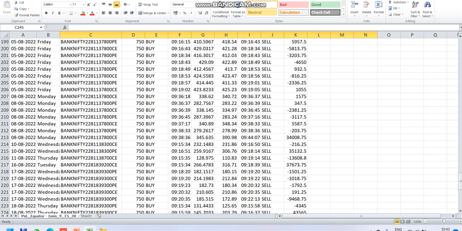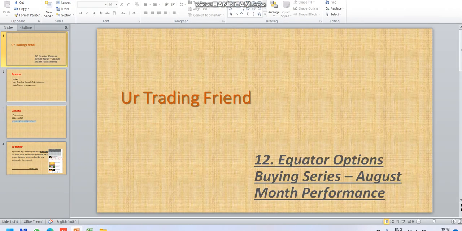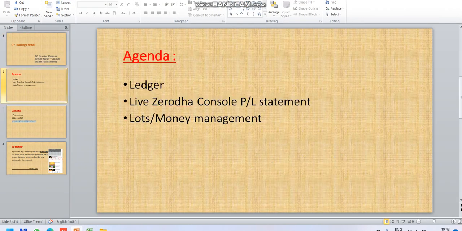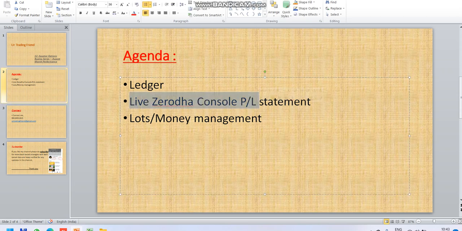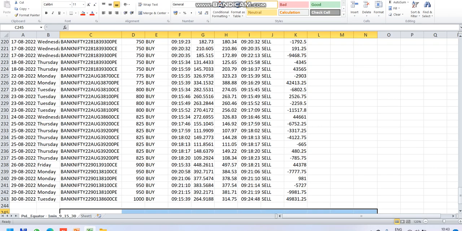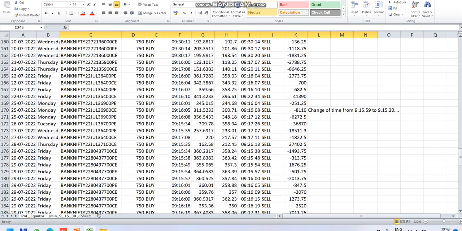Okay, so coming to the agenda part today, I have a ledger which I am maintaining from June 1st. I'll be explaining you that, and also I'll show you August month performance, and the ledger which I have maintained should ideally match with the Zerodha console statement. Okay, I will show you live, and also I'll show you the money management lots. Money management means the lots which I have increased from June till August. Okay, so journey I'll explain you. So without wasting much time, coming to the ledger.